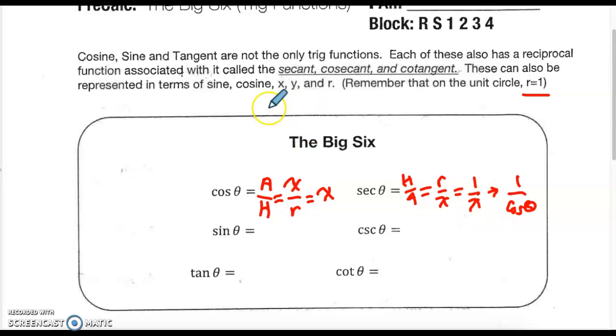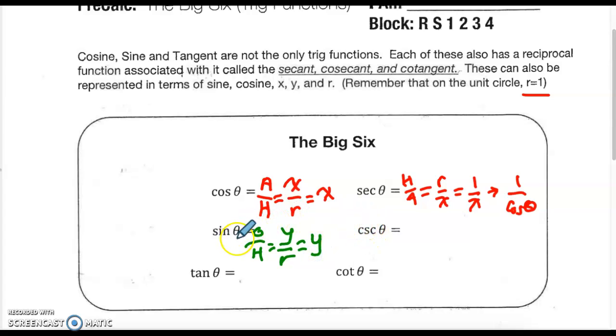Whatever you get for an answer for cosine, you would just write it as 1 over that for your fraction for secant. Now if I want to talk about sine, similarly, sine is opposite over hypotenuse, good old geometry. On a coordinate grid, that would be y over the radius. The hypotenuse is the radius. In a unit circle, the radius is 1, so that would just be y.